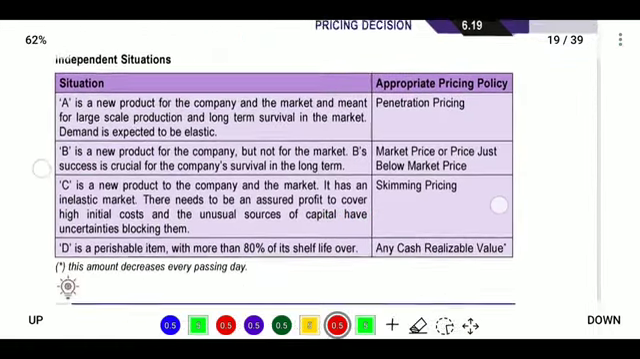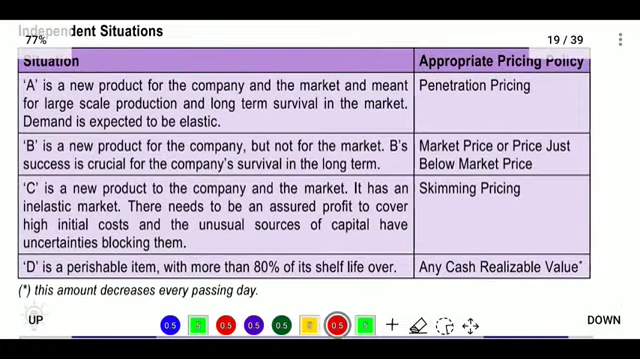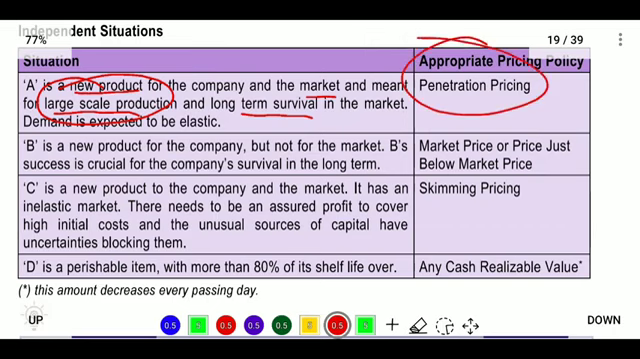Next, independent situations. For each situation, we will find out which strategy will be applied. A is a new product for the company and the market, meant for large scale production and long term survival. Demand is expected to be elastic. So they will go for large scale mass production, that is the penetration pricing strategy.